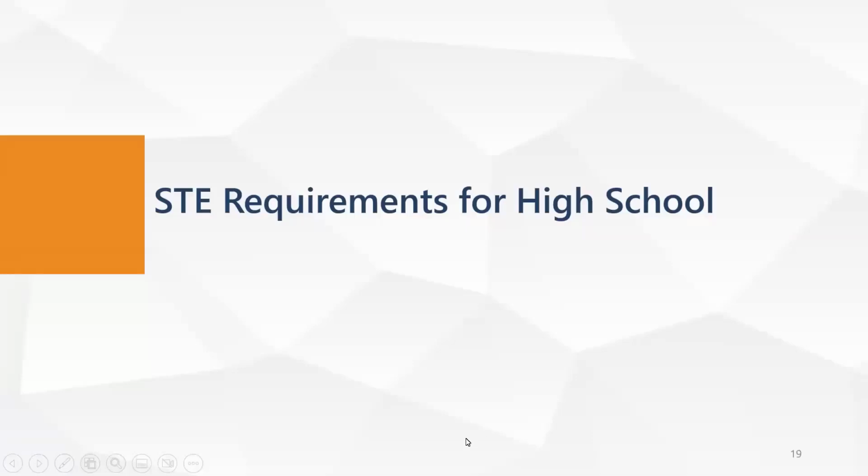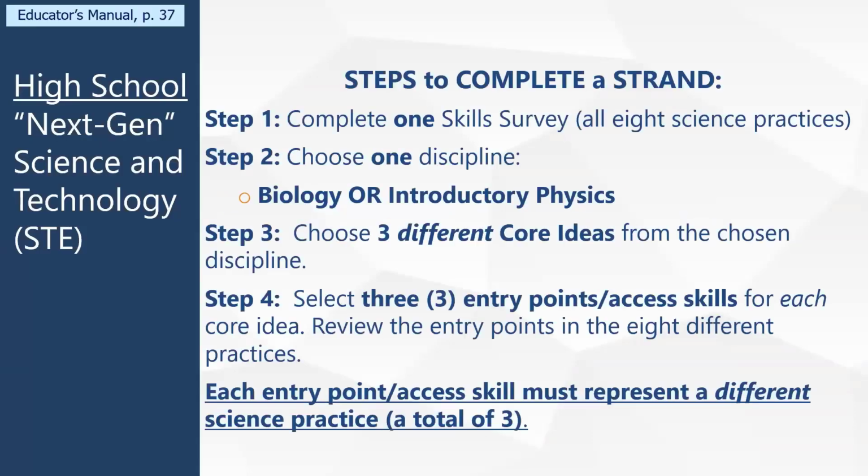So grades 5 and 8, we're going to move on to high school. So what are your requirements? So again, skill survey, same deal, all 8 science practices. The difference for high school is that you're going to choose either biology or introductory physics. Once you choose one of those disciplines, you can do the same thing, you can write down whichever one you think you might choose. No one's going to know.